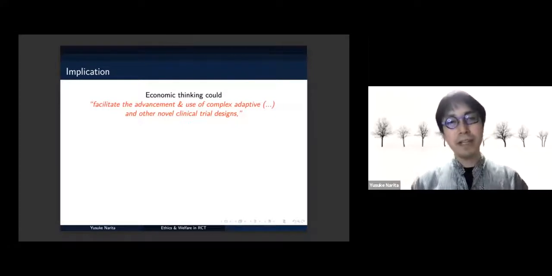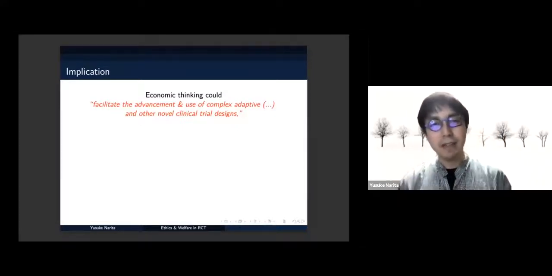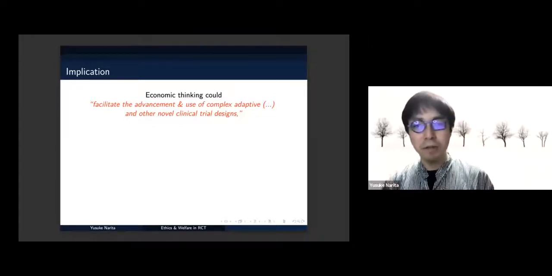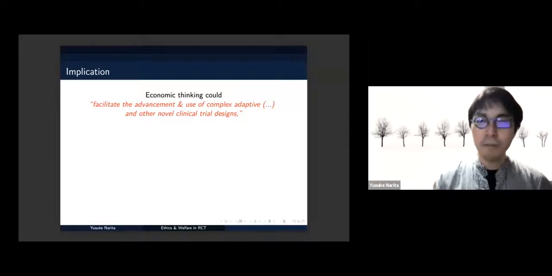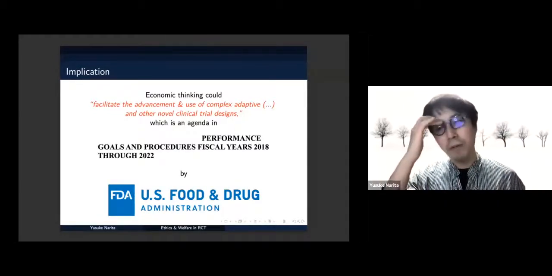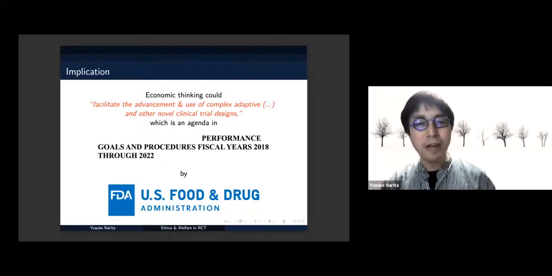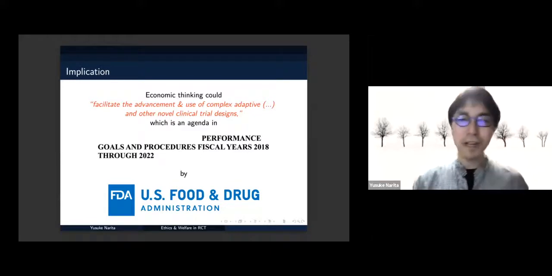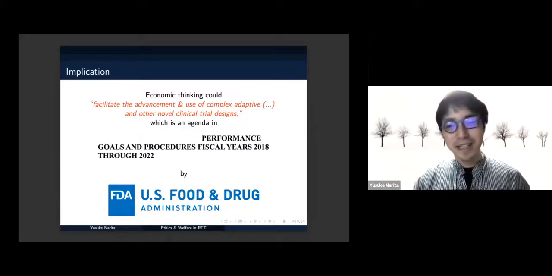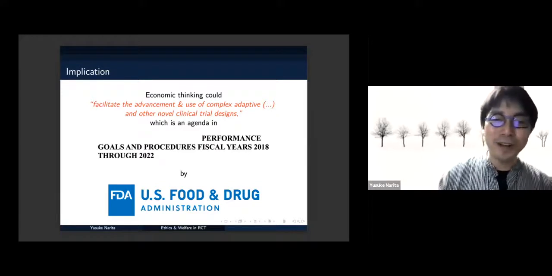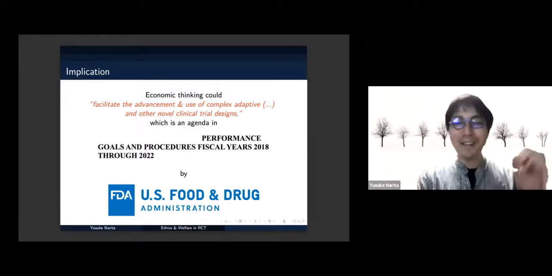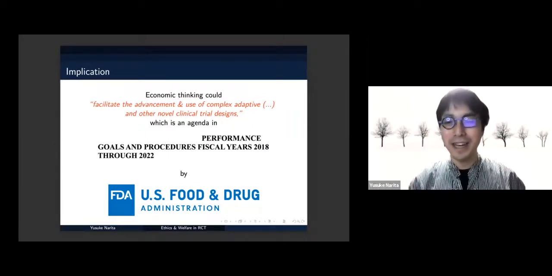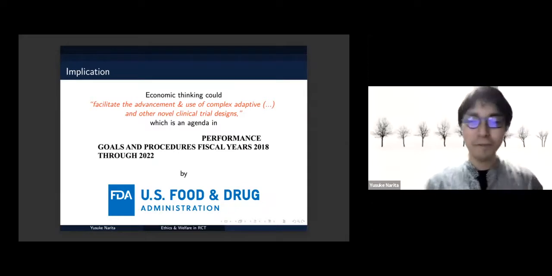The final point is that the general takeaway is that economic thinking could potentially contribute to facilitating the advancement and use of complex, adaptive, and other novel clinical trial designs, which is one of the performance goals set by the Food and Drug Administration for 2018 to 2022. And today's discussants have even more clear contributions to this goal. So I'd like to engage in additional discussions about this general point in the Q&A section as well as the breakout room. Thank you so much.